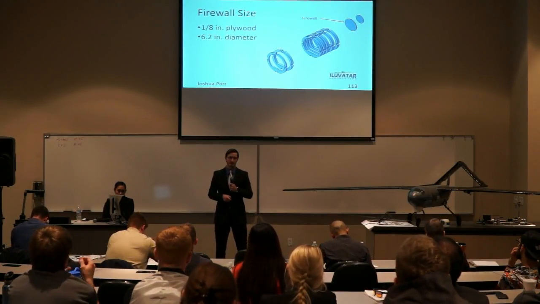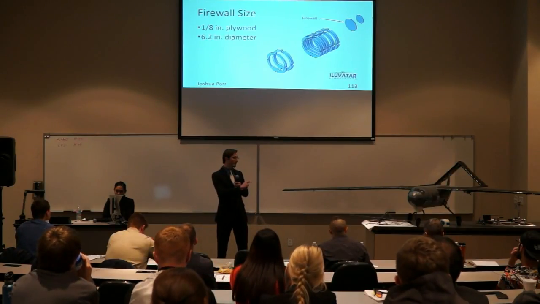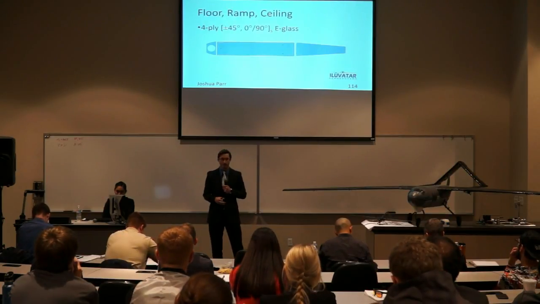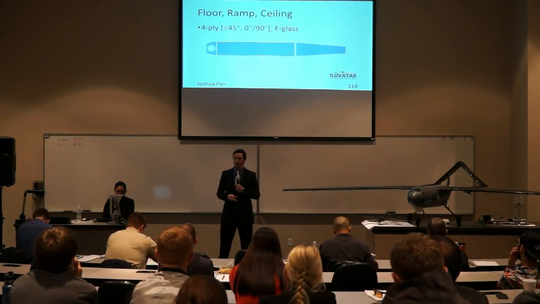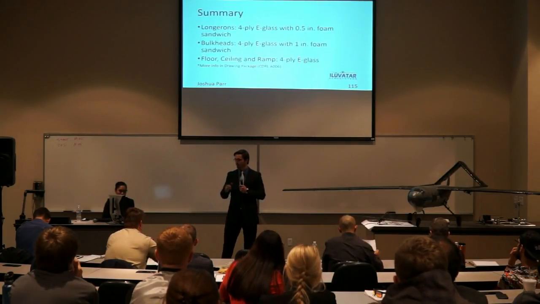You see our firewall size is just that 1/8 inch plywood, and that's a 6.2 inch diameter, which is determined by the fuselage diameter at that location. Then you have our floor ramp and ceiling. All of these are 4 plies of plus minus 45, 0, and 90 symmetric layup, and that comes out to a total thickness of 0.1 inch.